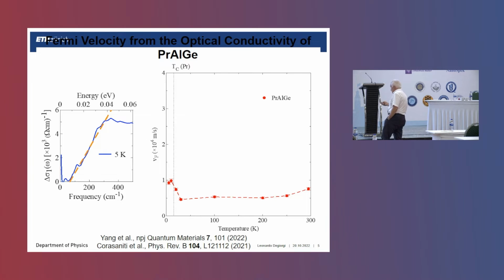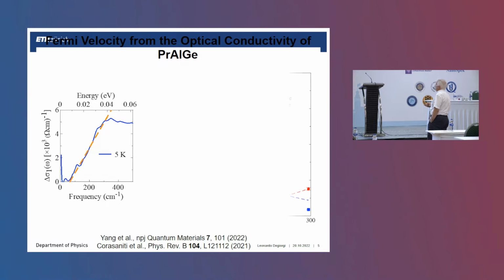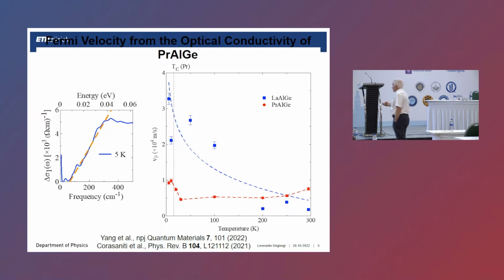It is instructive now to compare these results with what we got as far as the temperature dependence of the Fermi velocity in the lanthanum compound. This quantity was obtained after the very same procedure, and the behavior is very distinct. In fact, the blue dashed line here is not just a guide to the eyes, but corresponds to a logarithmic temperature dependence of the Fermi velocity, which is indeed expected, from a theoretical point of view, for weakly interacting topological materials.